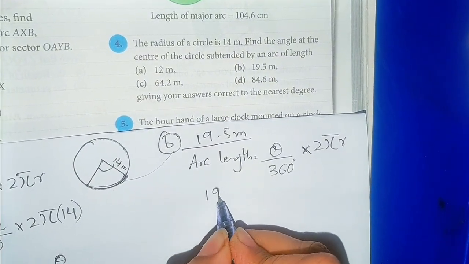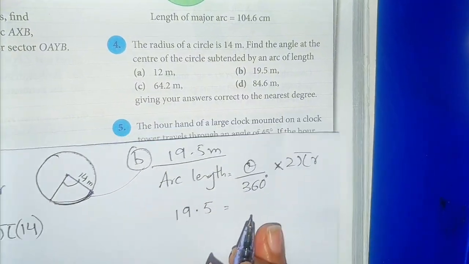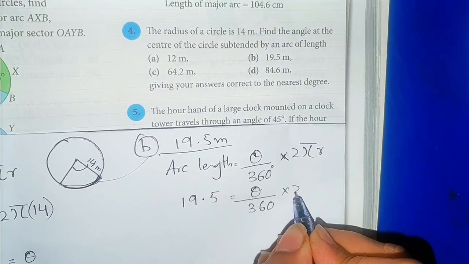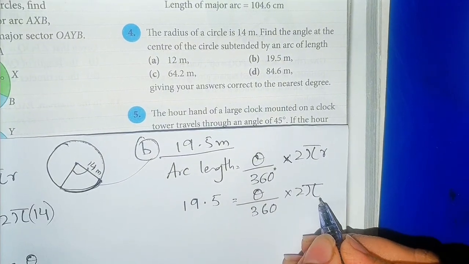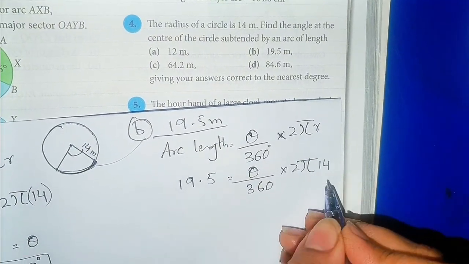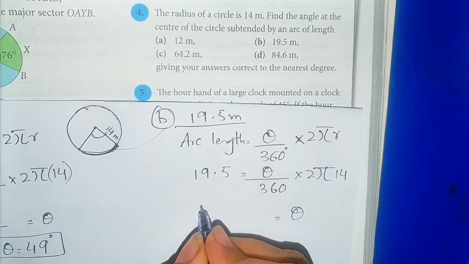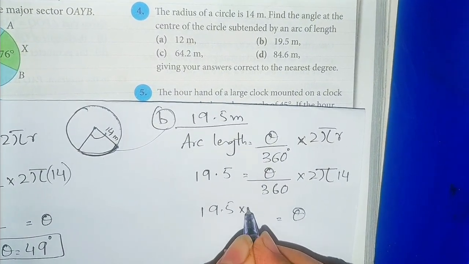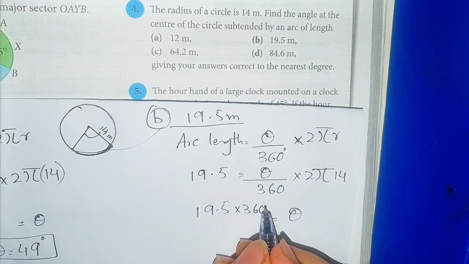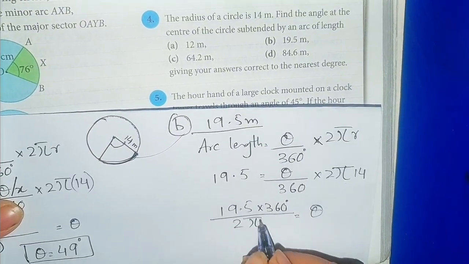So in place of arc length I'm writing 19.5 is equal to theta, which we have to find out, upon 360 as it is, times 2 pi, and what is the radius? The radius will remain the same, this is 14. So now we have to make theta the subject. 19.5 times 360, because 360 is dividing, if we shift it on this side, it would be multiplying, upon 2 pi 14.